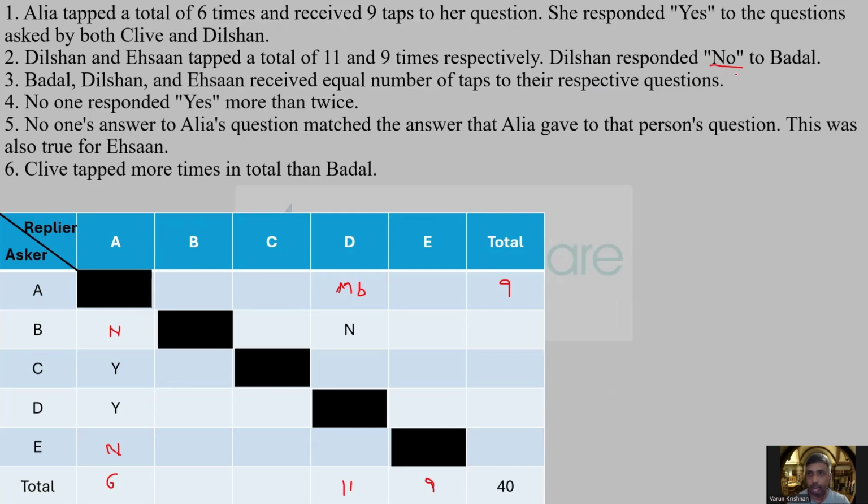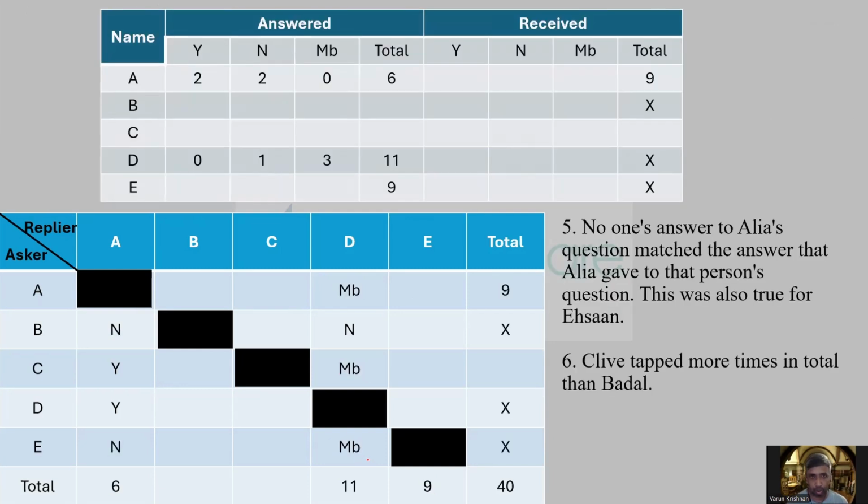So we've been given that Dilshan responded no to Badal. So the remaining 3 will be maybe. So this much we can actually conclude. So with this, let's just concretize this. We have taken care of the first 3 clues, or rather first 4 clues. Now we are only left with concretizing the remaining clues, 5 and 6. So that's why I'm going to keep both these tables and clues 5 and 6 on the slide for you.